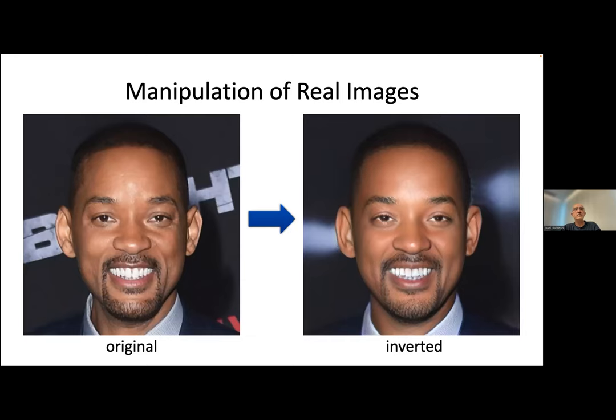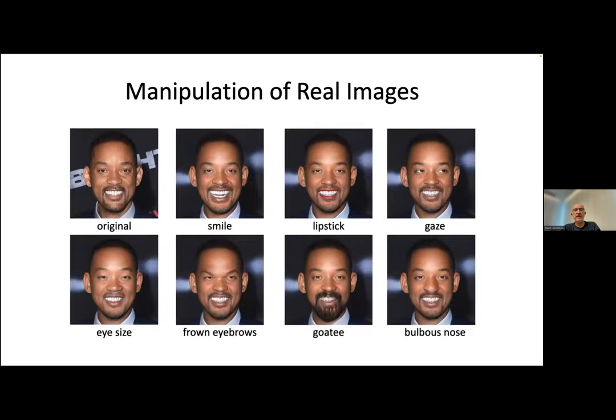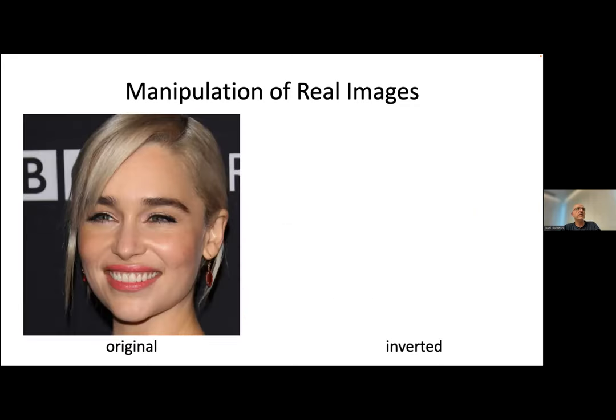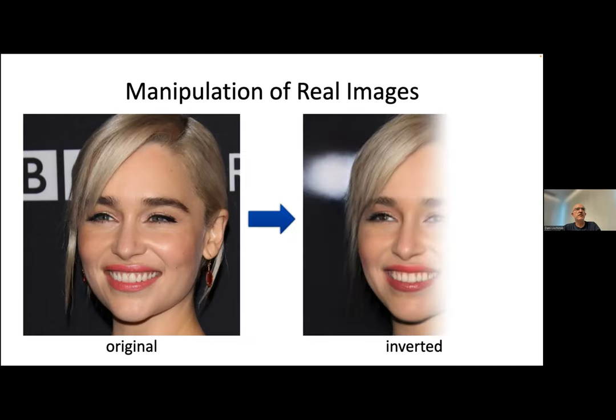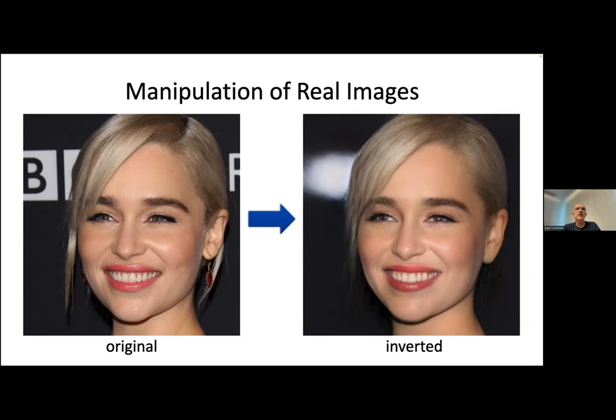Now, once we have the latent code for this image, we can manipulate different style parameters and we can make that image smile. We can add lipstick. We can change the gaze. We can do all these manipulations that we've discovered how to do on synthetic images, on real images as well. Here's another example. This is the actress Emilia Clarke, and this is what her GAN-inverted image looks like. Again, you can see it's not one-to-one identical, but it's pretty close.